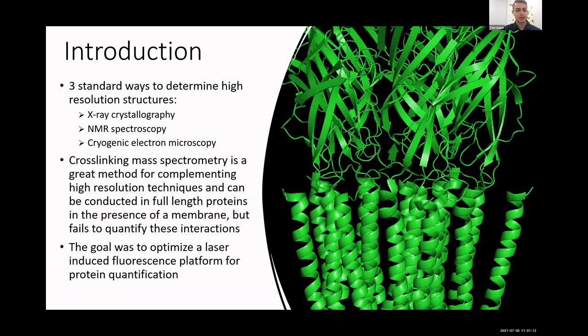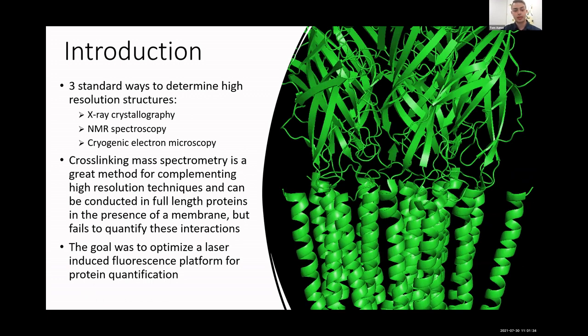The three standard methods that are commonly used are X-ray crystallography, NMR spectroscopy, and cryogenic electron microscopy. And while these methods are great, they do have some limitations, mainly in that most of them require the sample to be static and frozen, as well as requiring a large amount of sample.